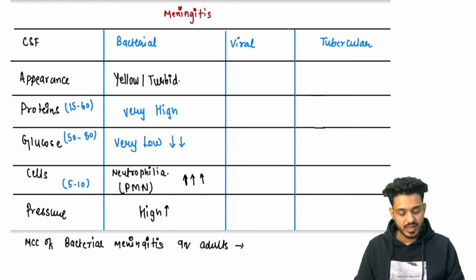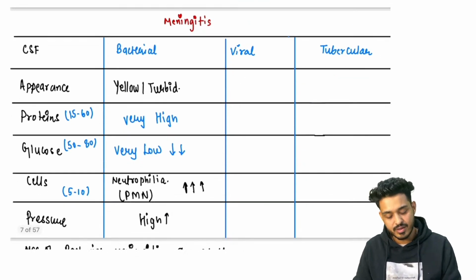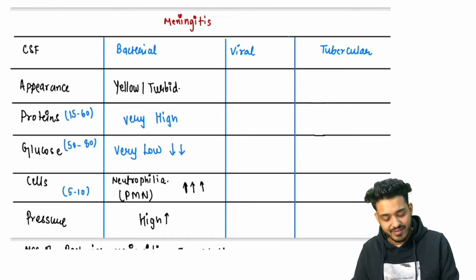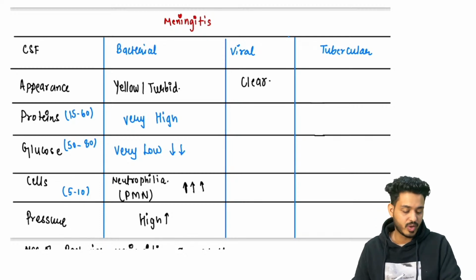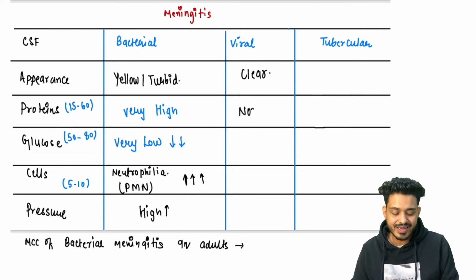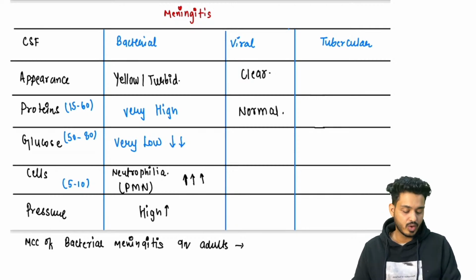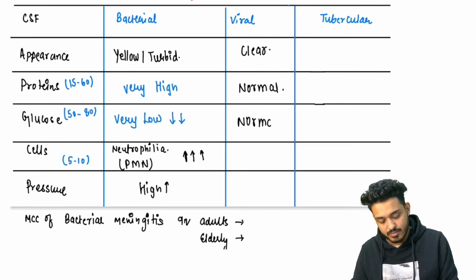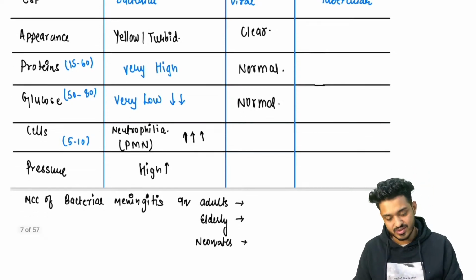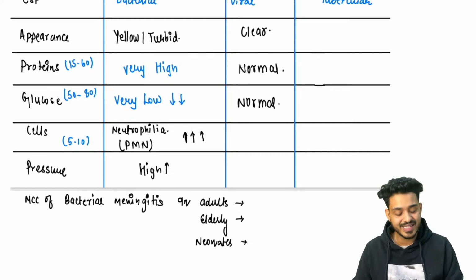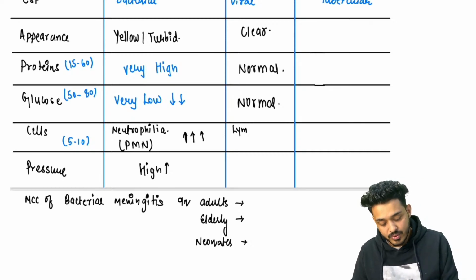Second, let's talk about the viral one. What is going to happen? Virus is going to produce serous fluid. Whenever you are having a viral infection, running nose, anything, you will be having clear fluid that is going to come out, right? It will be clear. Apart from that, what happens with the proteins? It is not going to do anything with the proteins, so proteins will be normal. What happens with the glucose? Glucose will also be normal. Virus is not going to eat up the glucose. But what happens when you have a viral infection? You will be having an increase in the levels of lymphocytes, beta. Lymphocytosis will be there.